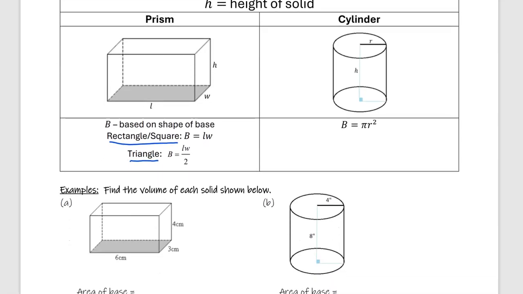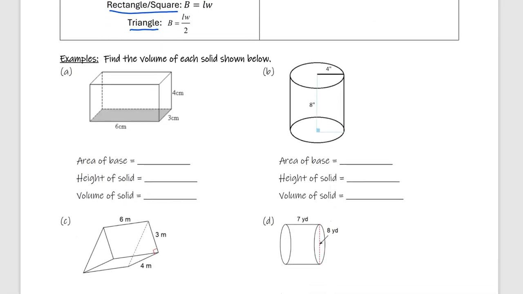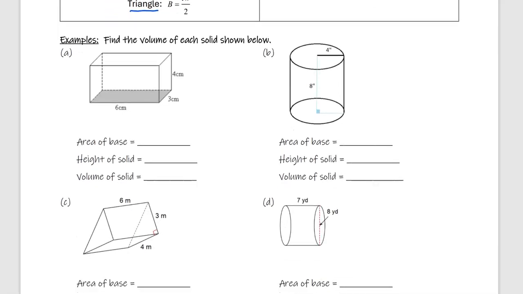So let's go ahead and identify our pieces here. We can see that the base is kind of shaded here. So that is going to be our length times width, which is 6 times 3, which is 18. And then our height is going to be right here, the 4. So we are going to take our area of our base, 18, times 4, and that's going to give us 72 centimeters cubed since it is volume.